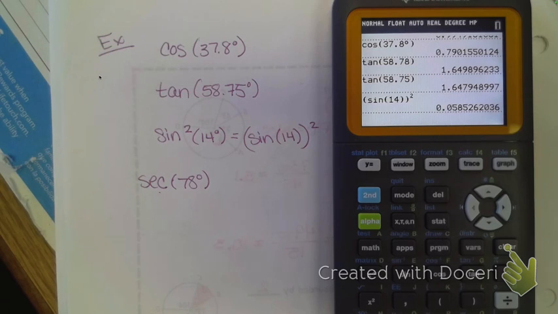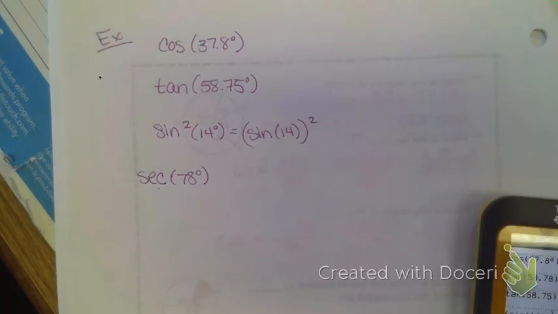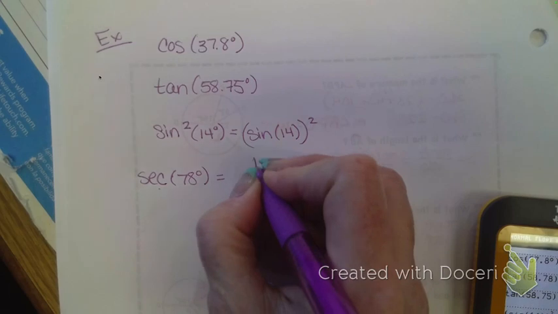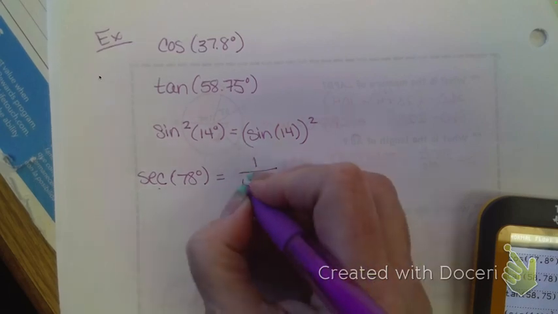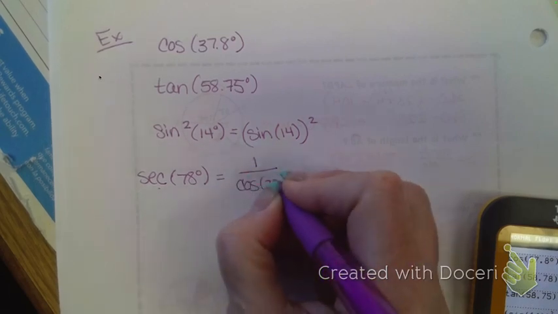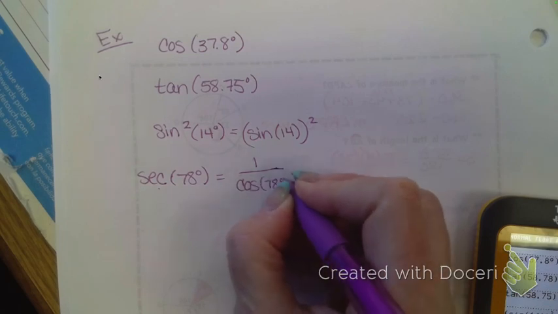Okay. Is there a secant, cosecant, or cotangent on this calculator? No. So we probably need to use an identity. What identity would you need to use? 1 over cosine. So on your paper, I definitely want to see 1 over cosine of 78.